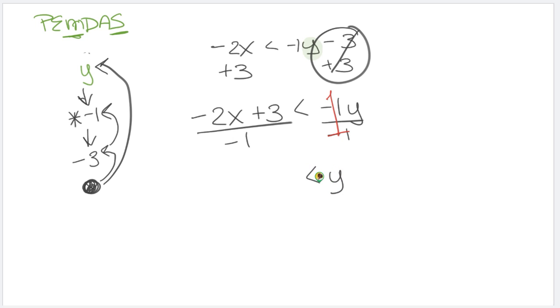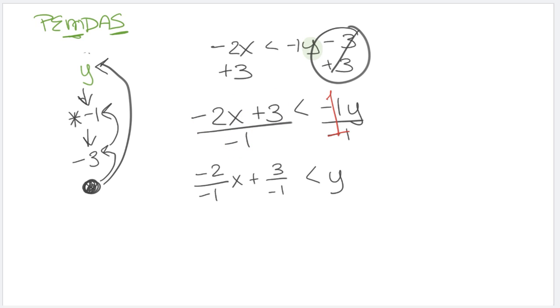On the left-hand side, I'm going to split that fraction into two fractions to make it a little bit easier to see. So we're going to have negative 2 over negative 1 x plus 3 over negative 1. So I just took this negative 1 and split it into two fractions, like that.